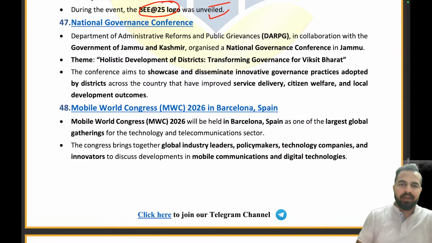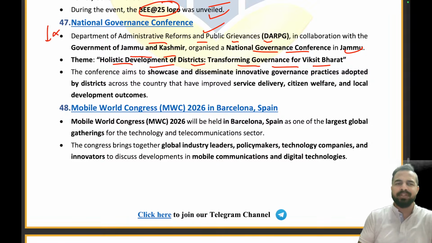Moving on to the National Governance Conference. The Department of Administrative Reforms and Public Grievances, in collaboration with the government of Jammu and Kashmir, organized the National Governance Conference in Jammu. The theme is Holistic Development of Districts, Transforming Governance for Viksit Bharat. Let me tell you that it is not that important from the exam point of view. It is less relevant from the exam point of view.